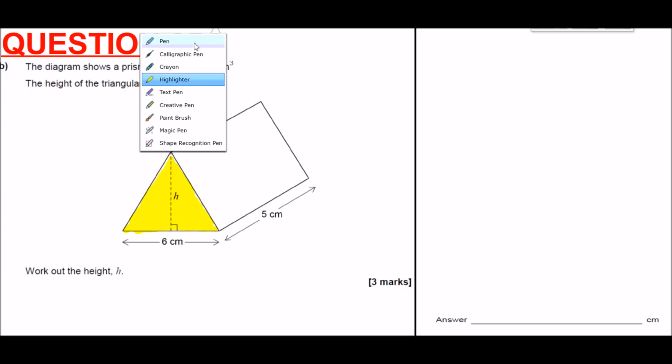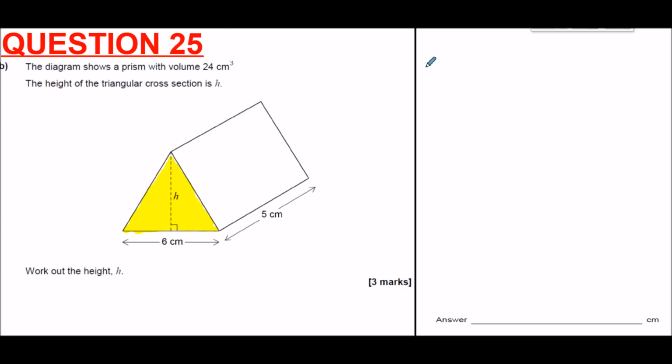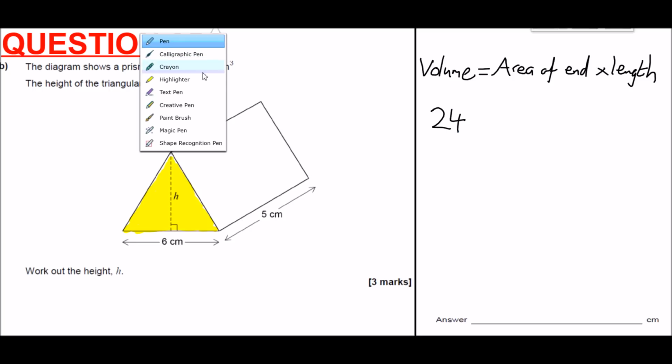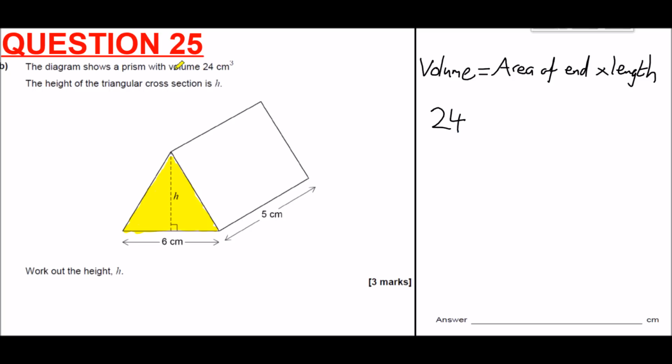Anyway, so just going back to the formula for part A, the volume is the area of the cross-section, which I'm going to stubbornly refer to as the area of the end, and multiply that by the length. That's how you find the volume. So let's just put some figures into this and let's just neaten it up slightly. So the volume, we've been told, is 24. Because, well, it just says the volume's 24.